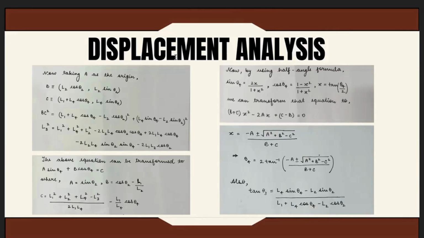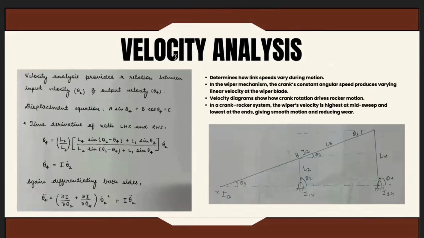Now I will be explaining velocity and acceleration analysis. So the velocity analysis provides a relation between input velocity and angular velocity. Now from the Aronhold-Kennedy theorem, we know that if three bodies are in relative motion, they must have collinear ICs.